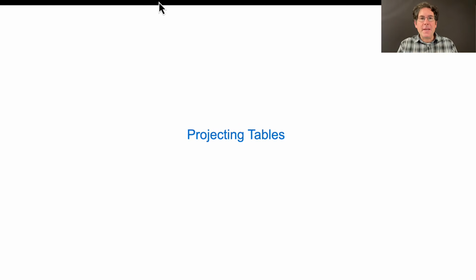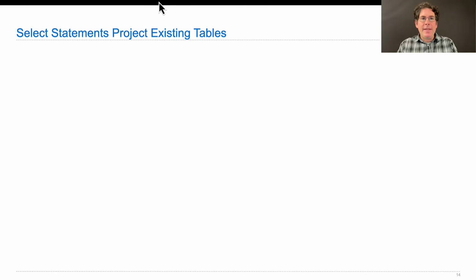Going from one table to a different version of that same table is sometimes called projecting the table. And select statements do exactly that. They take an existing table and pick out some of the columns and some of the rows. They can reorder the columns, and in fact, they can reorder the rows.